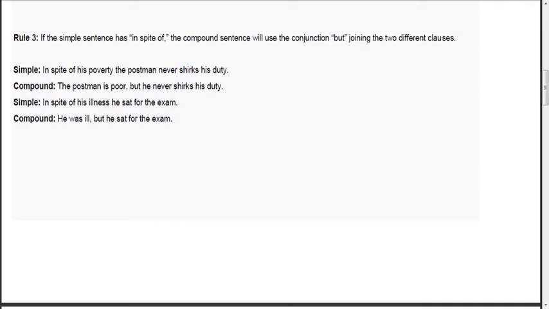So we find many examples like this. He is poor, so in spite of being poor, he lives a happy life. If someone is poor, we see that people actually lament. People curse his poverty. They have many shortages and other things. But we see some exceptions also. Some people are poor, but they lead a happy life. Those are actually unusual things. So, in spite of his poverty, the postman never shirks his duty. If you want to change it to a compound sentence, we find: the postman is poor, but he never shirks his duty.